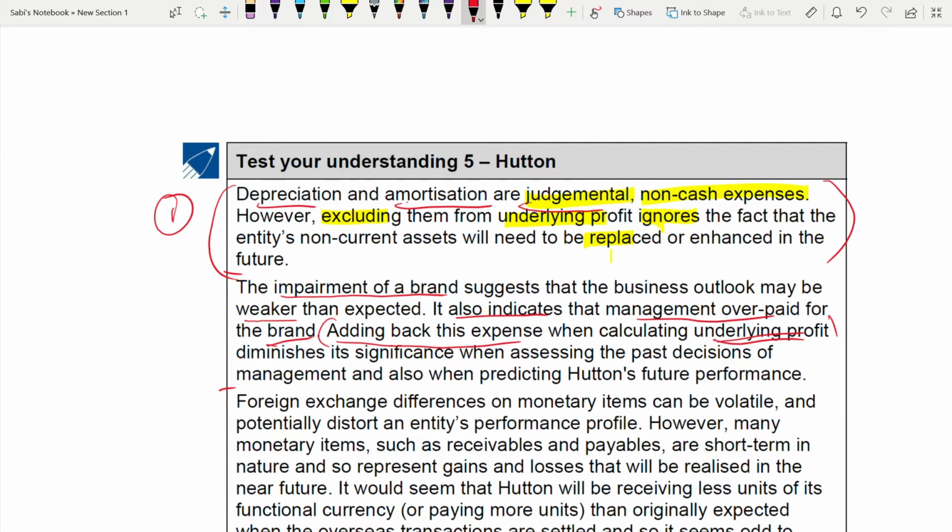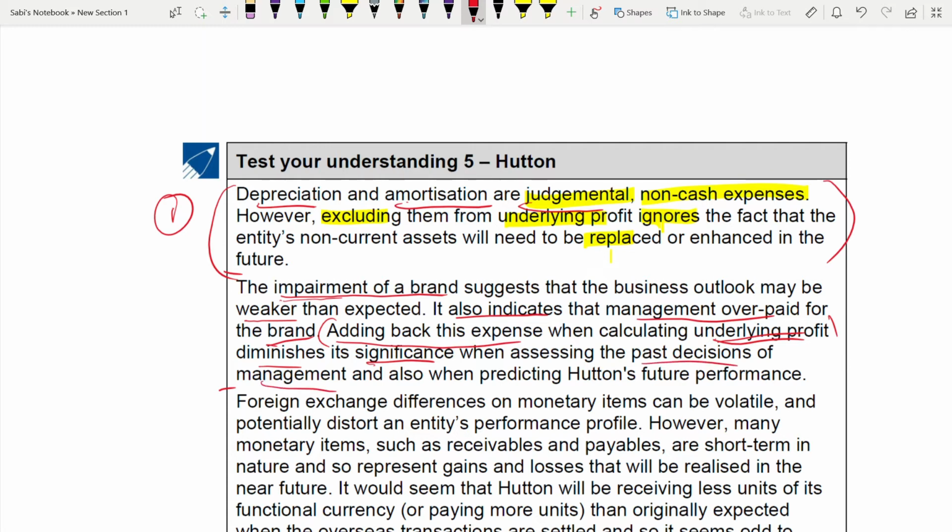What happens when you add back the expense? It hides your impairment. Because your actual brand is impairing, right? If you add back, it doesn't show like that. Because you're having a higher profit, it looks like your business is doing good, but that's not true. You're diminishing the significance. It's a significant fact that the brand is impairing. You have to show it, but you're adding it back and increasing your underlying profit. You understand? So you are diminishing the significance when assessing the past decision of the management.